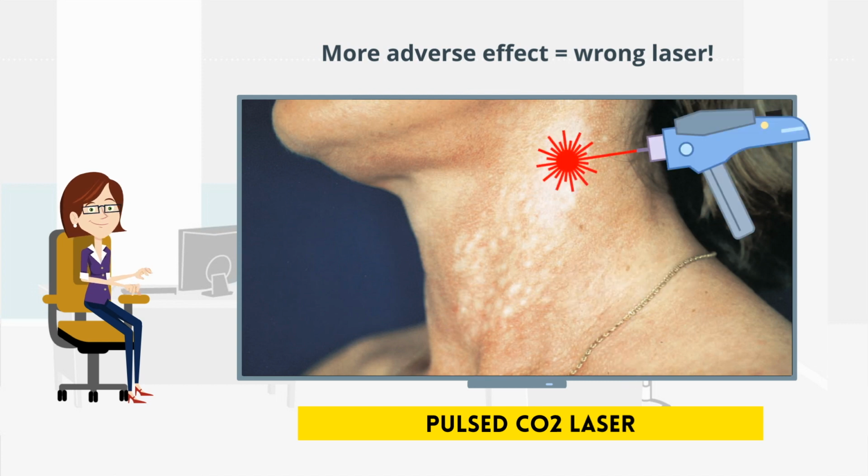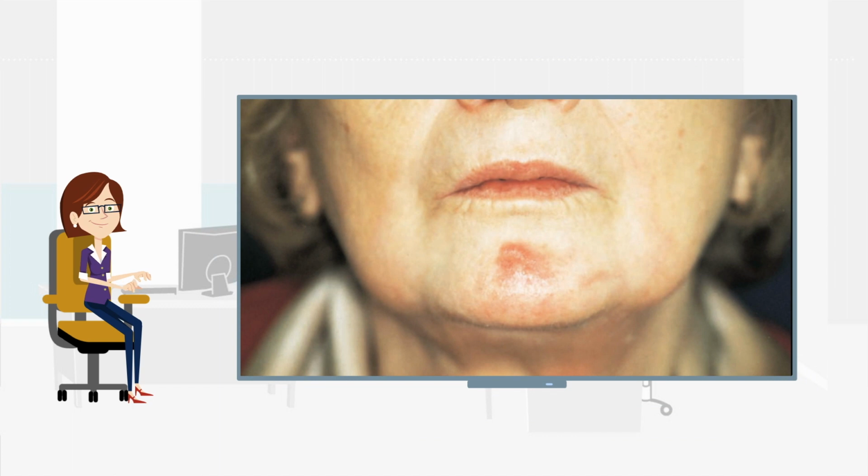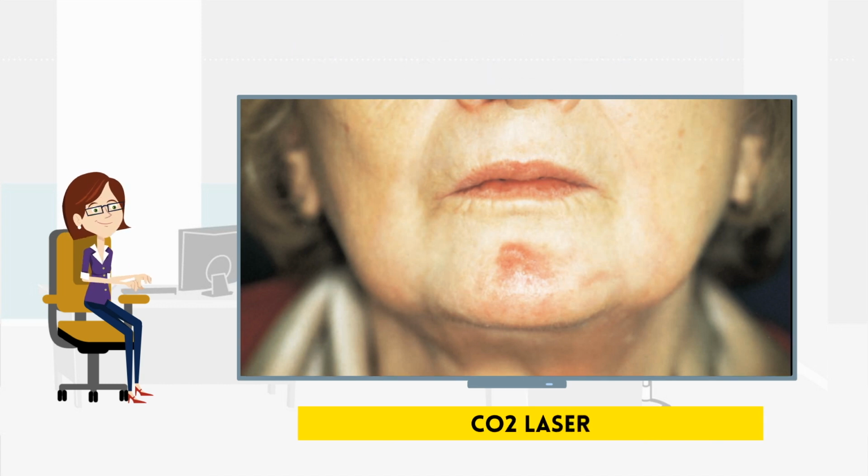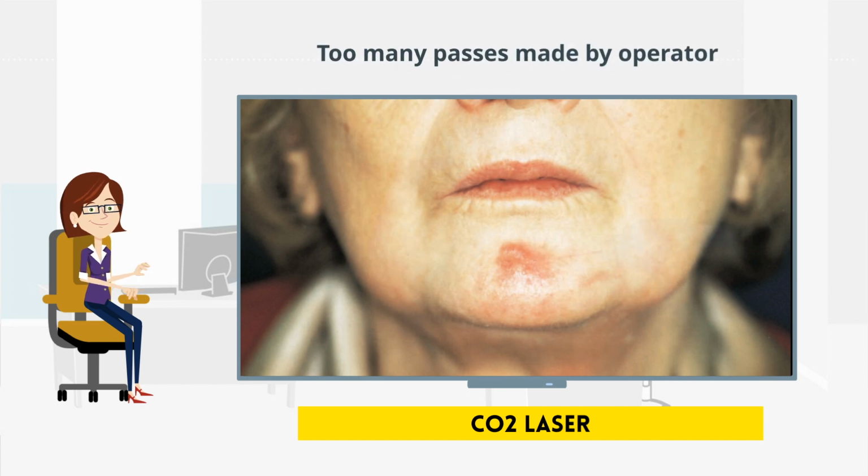adverse effects. The client in this last example is presented with hypertrophic scars and hypopigmentation on the chin after skin resurfacing with a CO2 laser. Probable sources of error in this case are that the energy density was too high and there were multiple passes that were made by the operator on the single treated area.